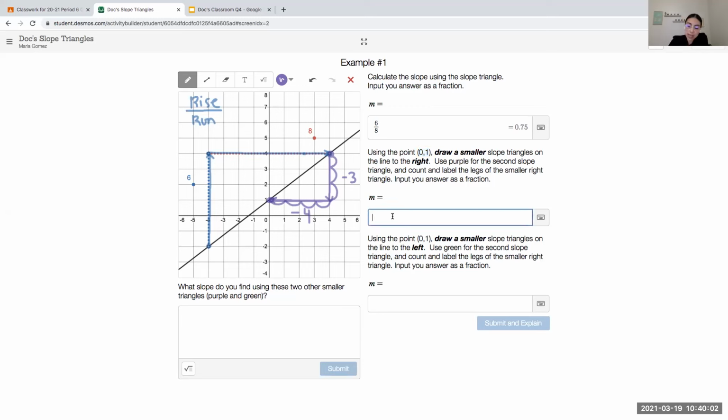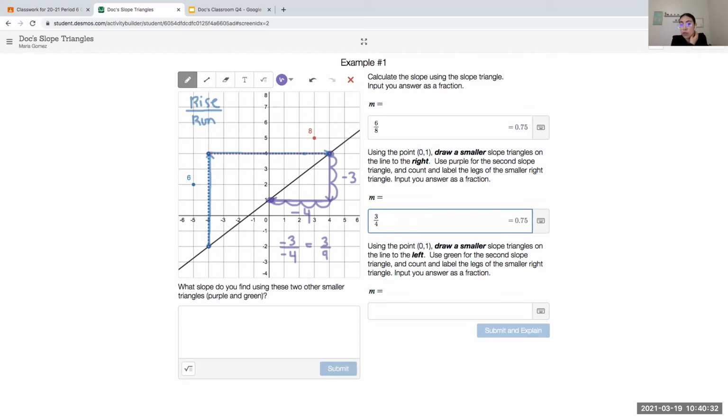So let's go ahead in here and let's type this in. But before we do that, I want to point out that a negative number being divided by a negative number is positive. So our slope here, -3 over -4, is +3 over +4. So that's just the fraction 3/4.